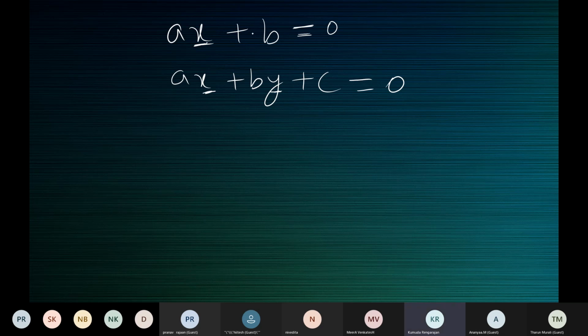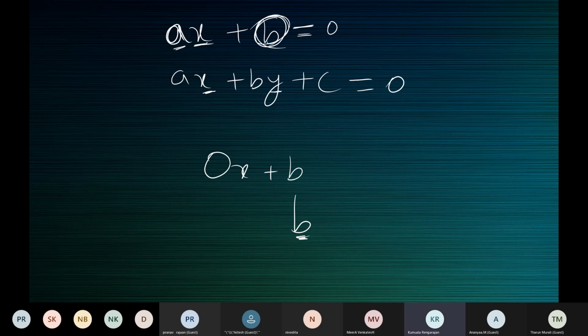Now, the condition here is b can be anything. b can be any real value. b can be any value that exists. But a can also be any real value other than 0. Because if it is 0, then it becomes 0x plus b, no? That means it's only b. So where's the variable? The sensitive thing is the value of a. a should not be 0. Other than 0, it can be any real value, any number that exists.